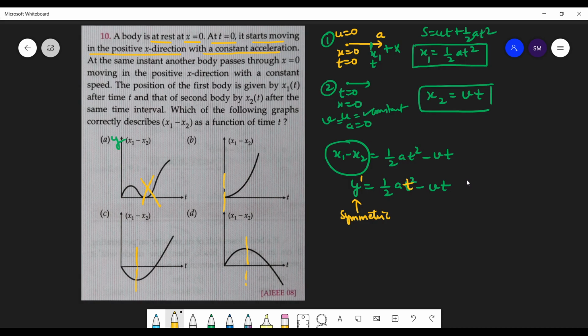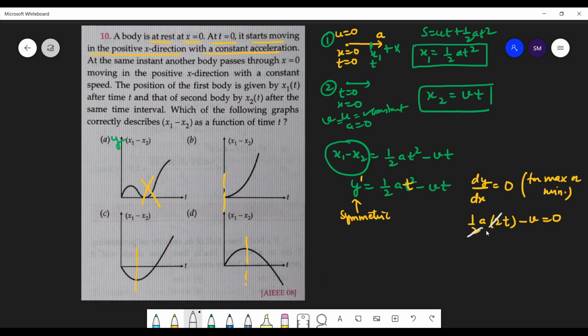Now the second thing. What about the slope of this? dy by dx is equal to 0 for maxima or minima. That we will later find out whether this point is maxima or minima. Let us find out. So what is this dy by dx? Half into 2a, what will be the differentiation of t squared, 2t, and vt, what will be its differentiation, minus v, equals to 0. Yes or no?